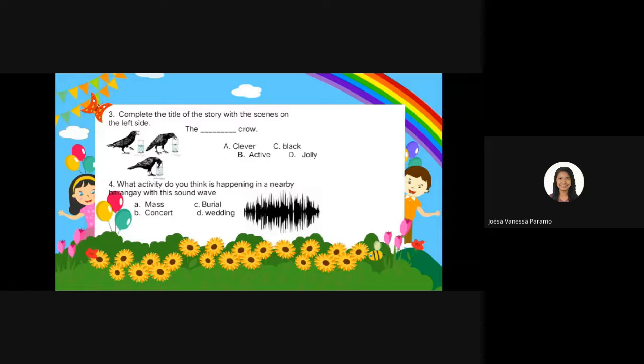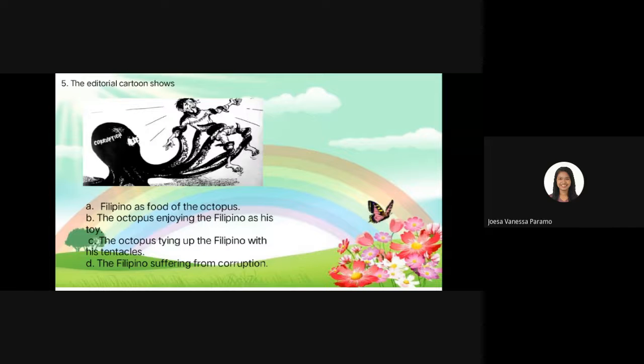Okay, letter C, black. And for number four, what activity do you think is happening in a nearby barangay with this sound wave? A, mass. B, concert. C, burial. D, wedding. The answer is? Okay, letter C.